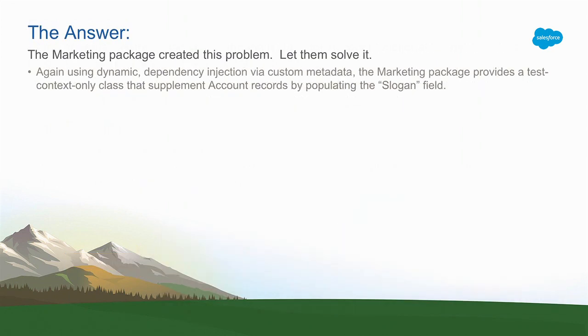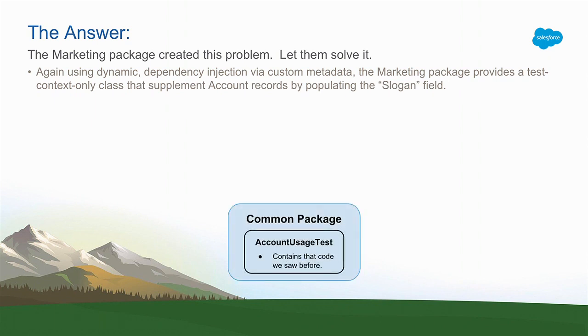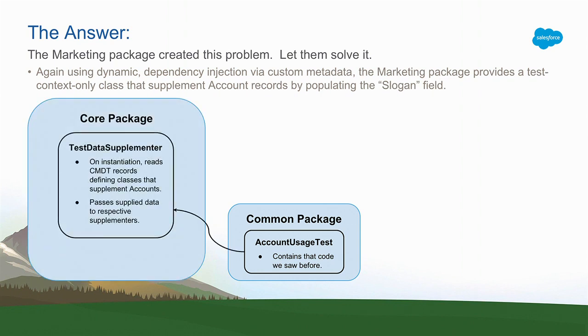Well, the marketing package created this problem. They're going to solve it. All right? Again, using dynamic dependency injection via custom metadata, the marketing package is going to provide a test context only class that supplements accounts with any sort of data validation requirements or other stuff that you need to make the test run. All right? So in the common package, we have that test that has the insert account. All right? And it's going to fail if I don't do something about it. So we put the magic in the core package.